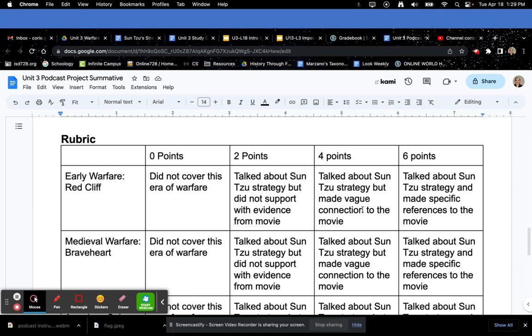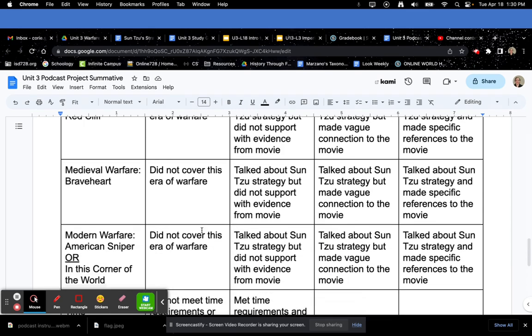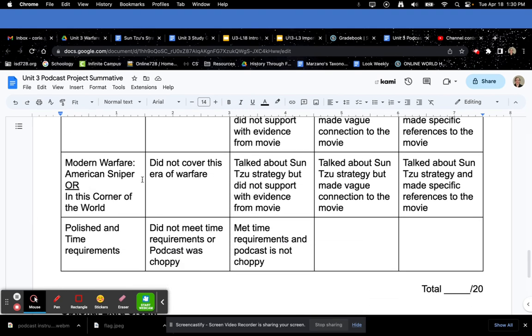Talk about how the strategy was implemented, talk about the results of the strategy, and any aftermath of the strategy, who was involved, things like that. And that would get you 6 points. All right, then do the same thing for Braveheart, and then choose either American Sniper or In This Corner of the World. Either one is fine.